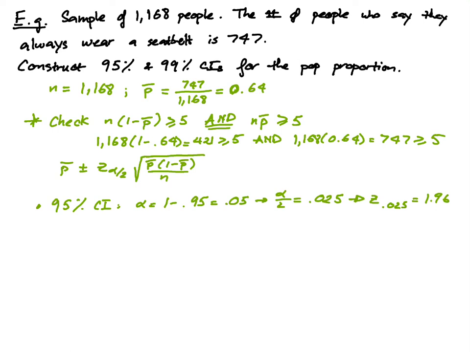So then the 95% confidence interval is going to be 0.64 plus or minus 1.96 times the square root of 0.64 times 1 minus 0.64 divided by 1,168.